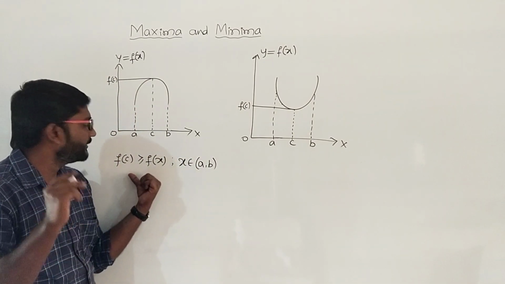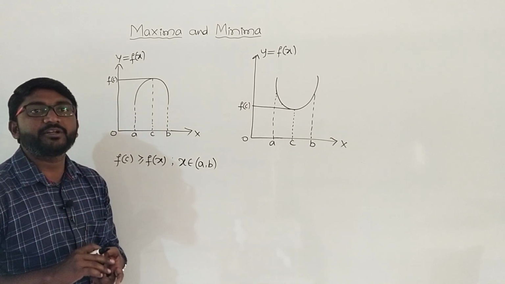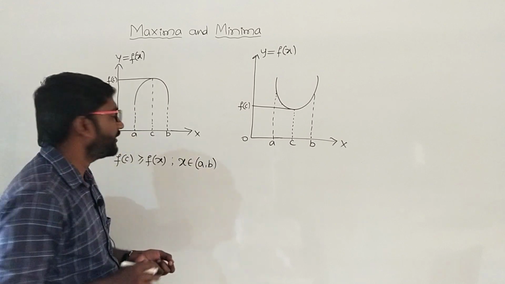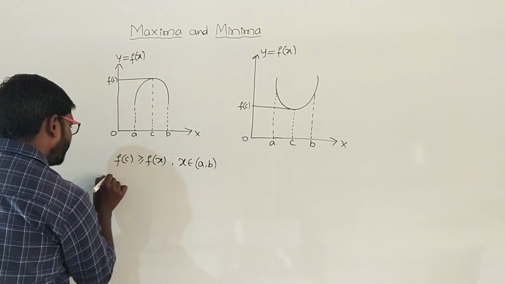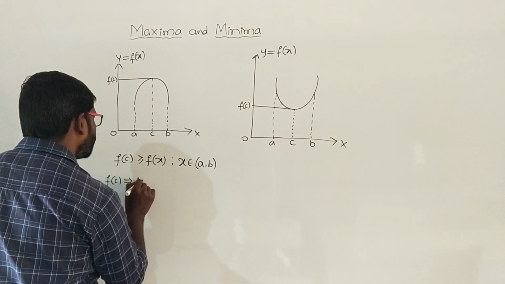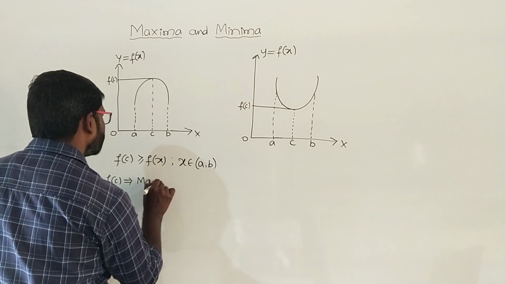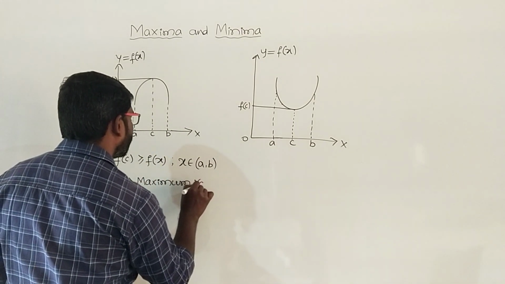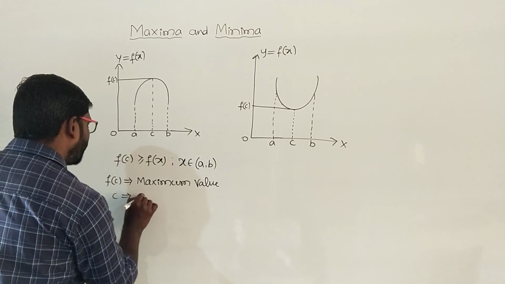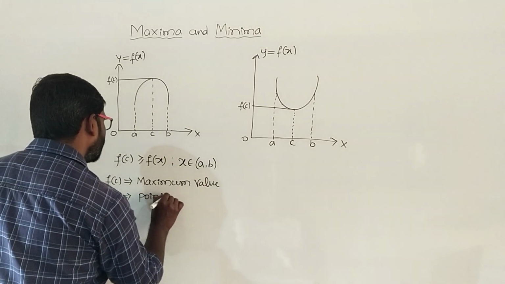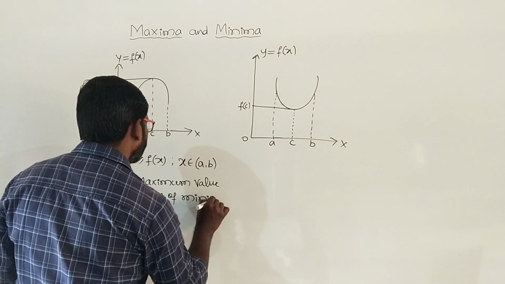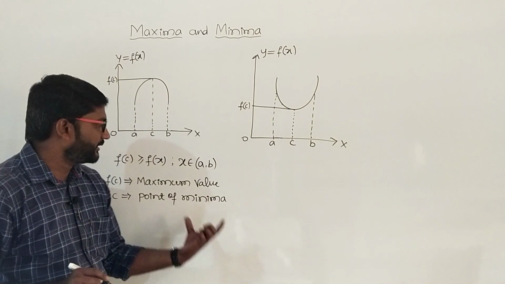The value f of c is going to be the maximum value, and the point c is going to be the point of maxima. Are you able to understand?